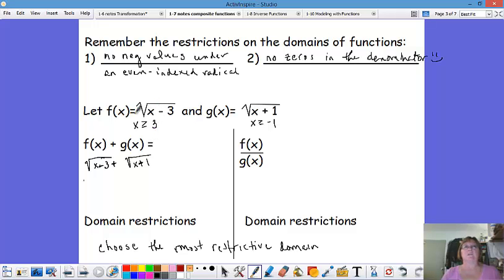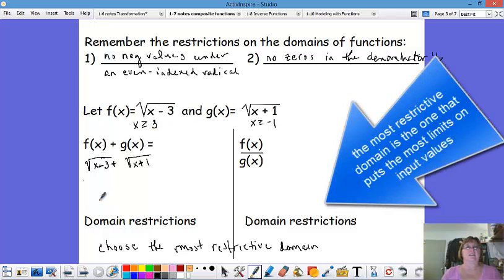You got to be 3 or more. This is the most restrictive, so it becomes the domain for this. The domain is all x such that x is greater than or equal to 3. It's the most restrictive of the two domains. And I think we'll see the same thing over here.